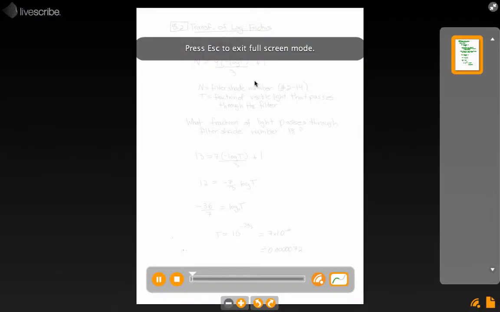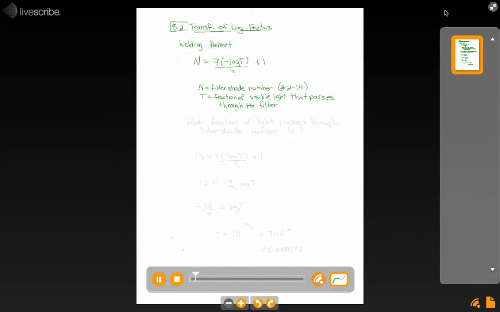This example comes out of section 8.2, transformations of log functions. In this question we're given some information about a welding helmet. I don't expect that most of you know any more about welding helmets than I do, and I don't claim to know any more than anybody else.